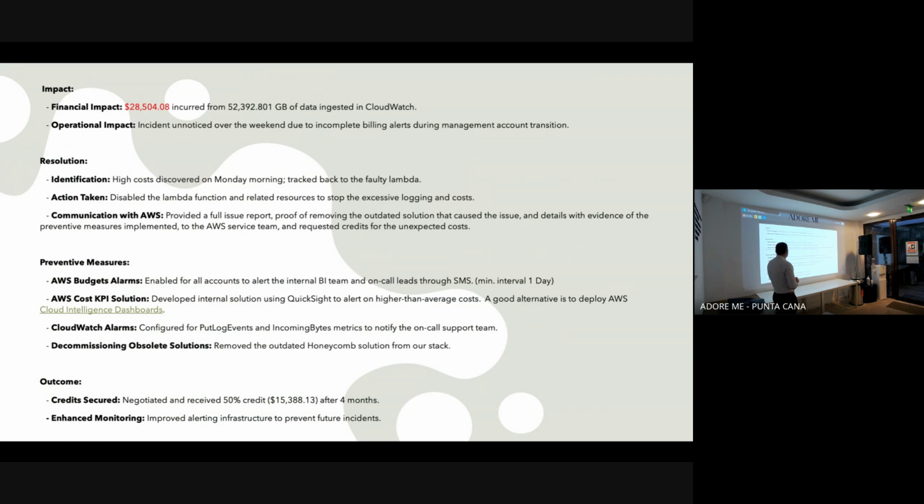Identification: so Honeycomb discovered, action taken. Of course, we disabled the Lambda function. It was very obvious because we always keep a log of what we are doing on Friday. And we knew that that was one of the things. So that was the first one we checked.